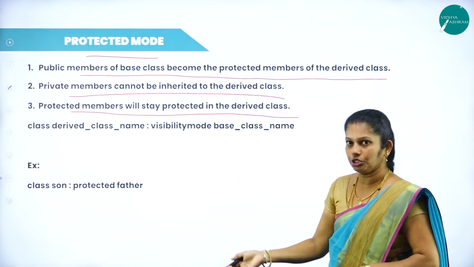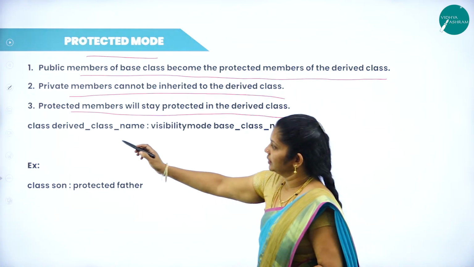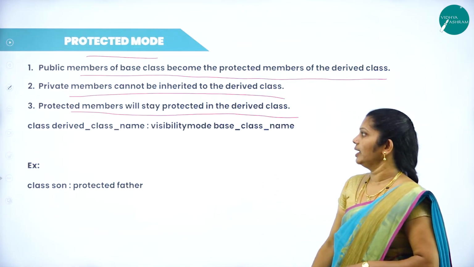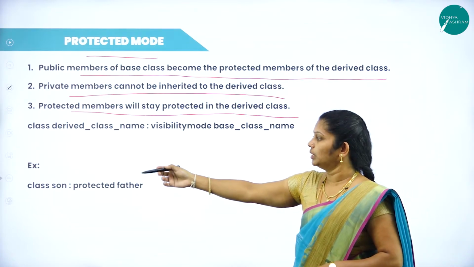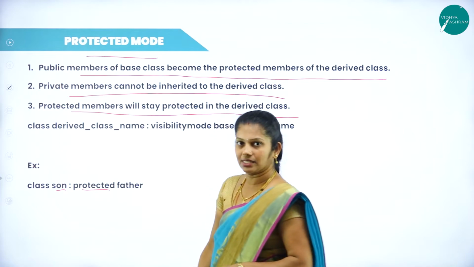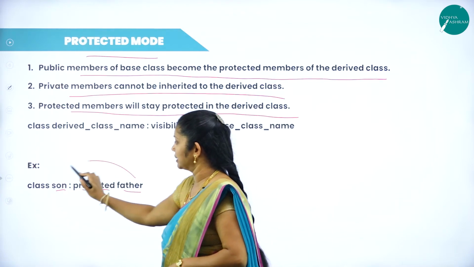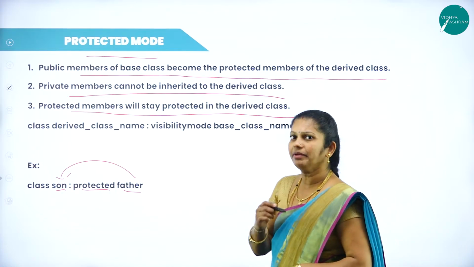In the base class it is protected, and in the derived class also it is protected. Then the syntax: class, derived class, then colon, visibility mode, then base class. In the example, the derived class is Son, protected is the visibility mode, and further is a base class. Here, what data can it transfer? How to remember that table?